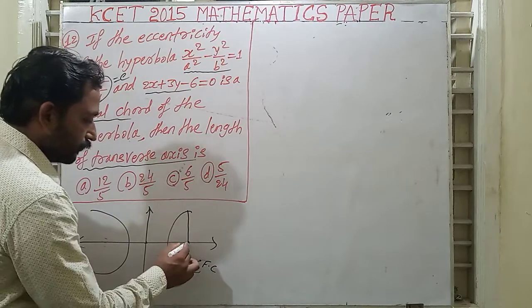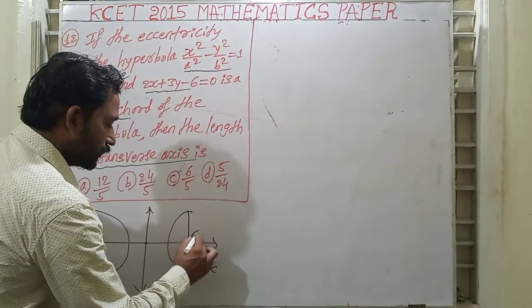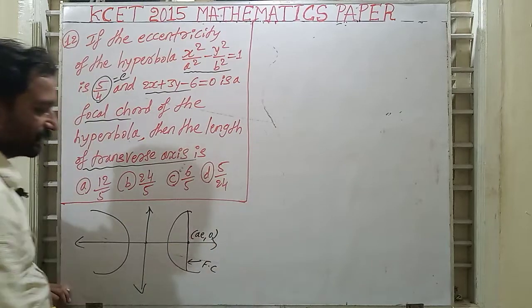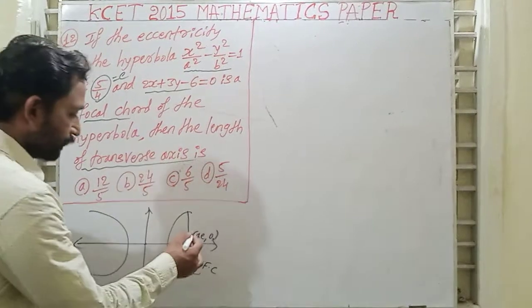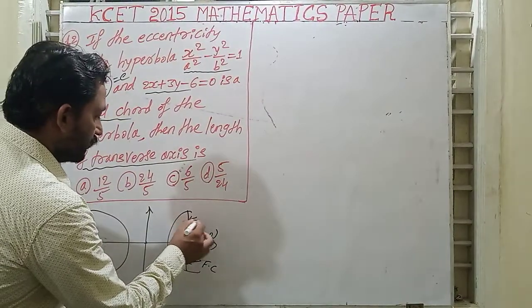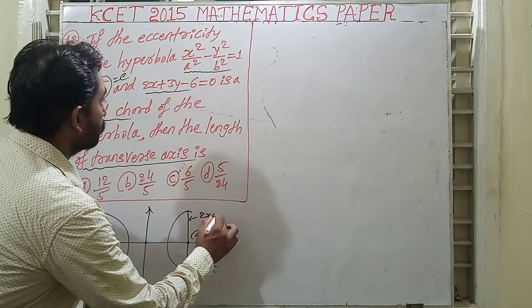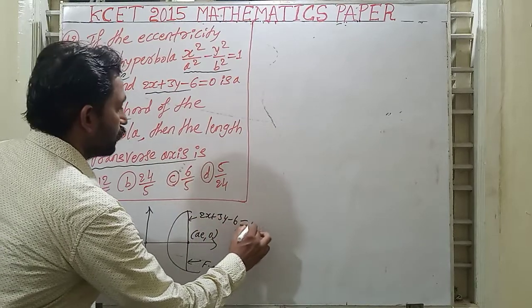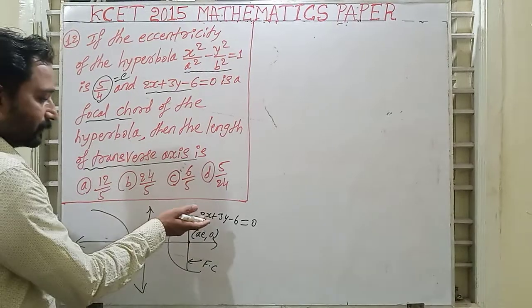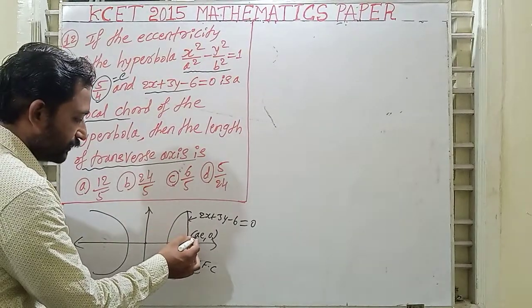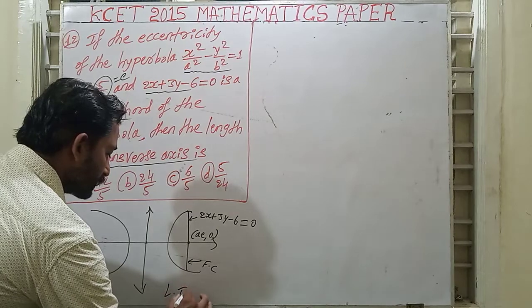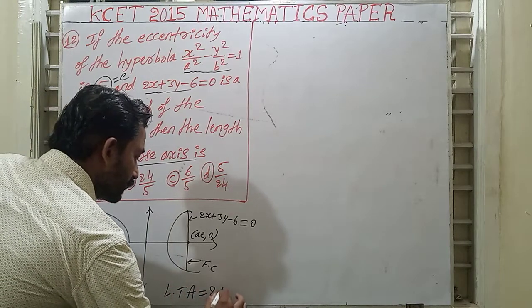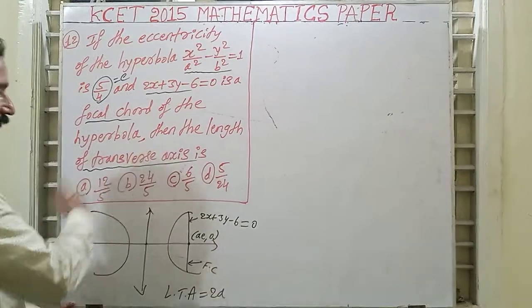Focal chord passing through the focus means the focus is in the form of AE, 0, that is C, 0, where C is equal to AE. Eccentricity is equal to C by A. The focal chord given is 2x plus 3y minus 6 is equal to 0. Using this focal chord, we have to find the value A and then find the length of the transverse axis. The length of the transverse axis is equal to 2A. So using these two concepts, you have to find the length of the transverse axis.